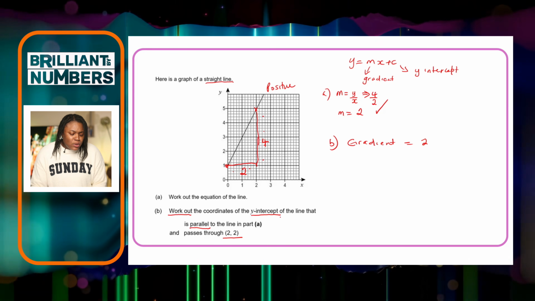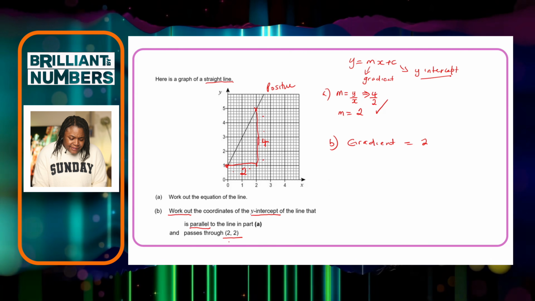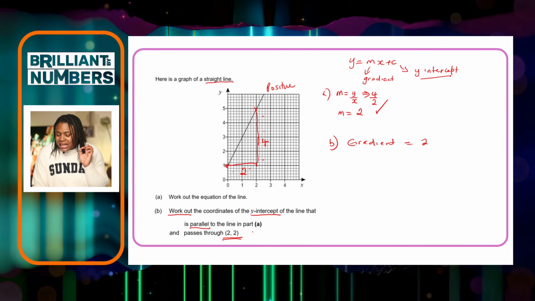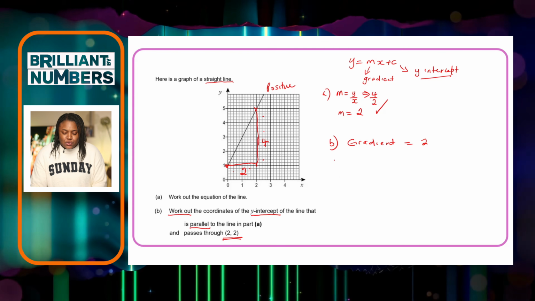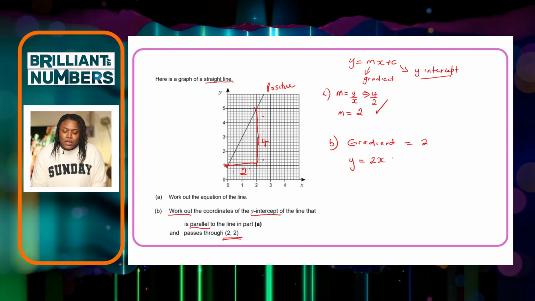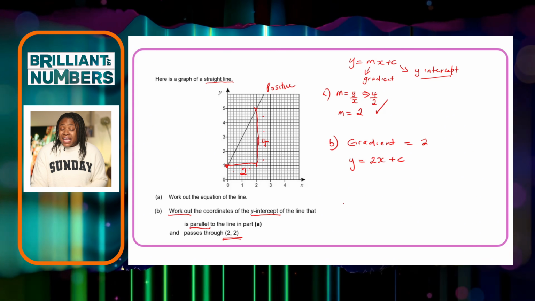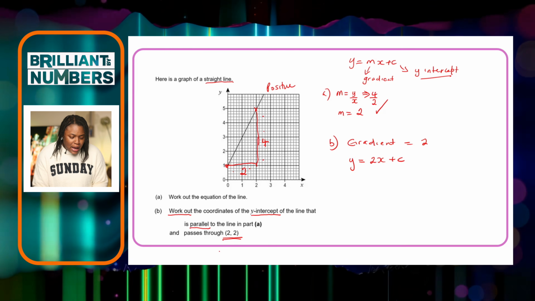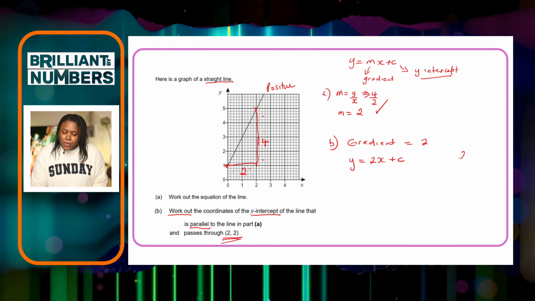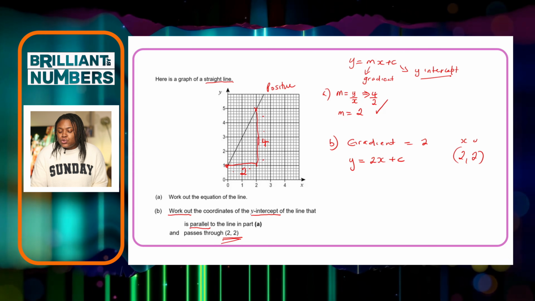So now I need to find the y-intercept of that line. But I was given a specific coordinate that is also on that line. So let's put what we have so far. I know for this line, y is equal to 2x plus something. Don't know the value of c yet, but I can find it because I know a common point on the line is (2, 2). So let's write that common point here, (2, 2). I know that x is 2 and also y.